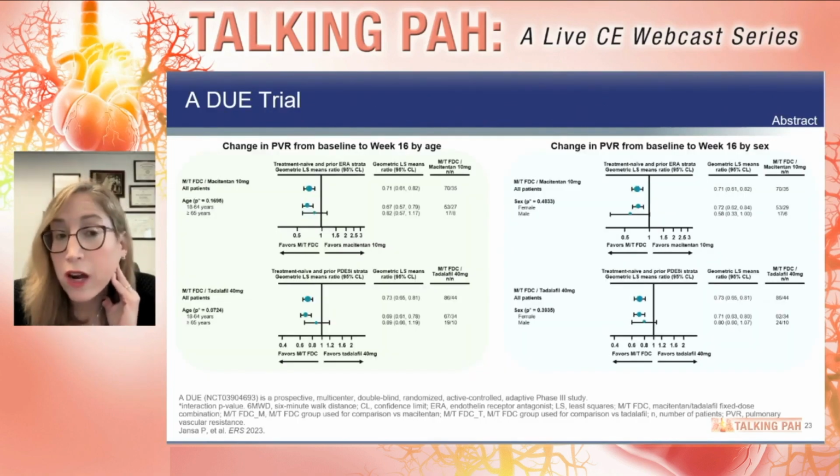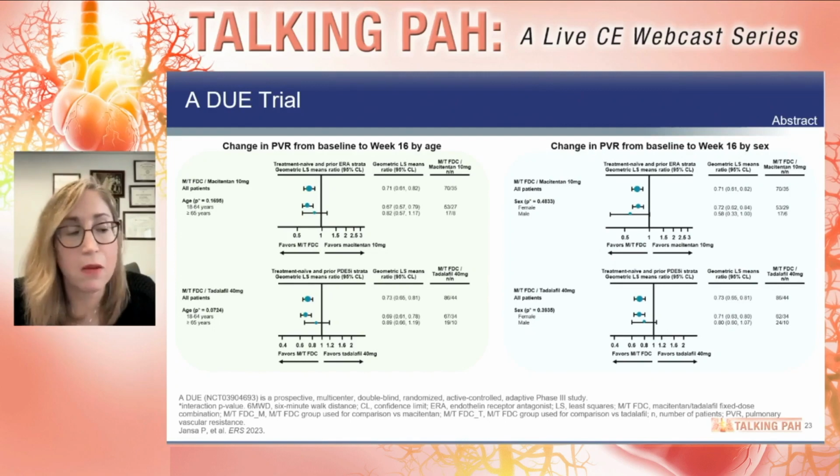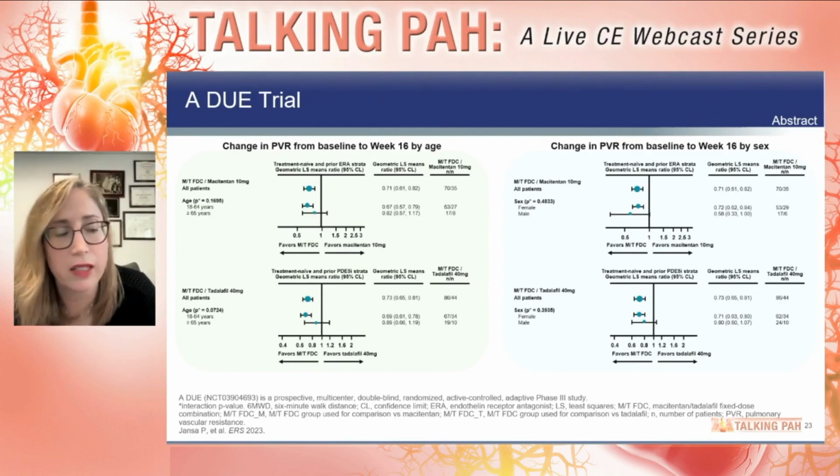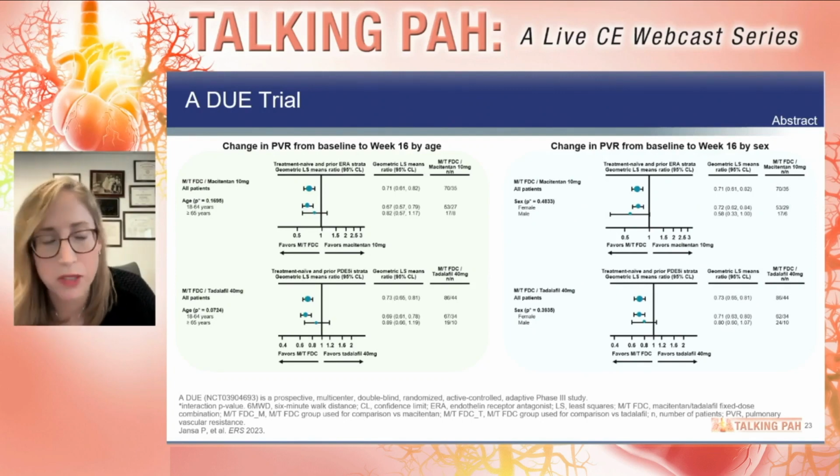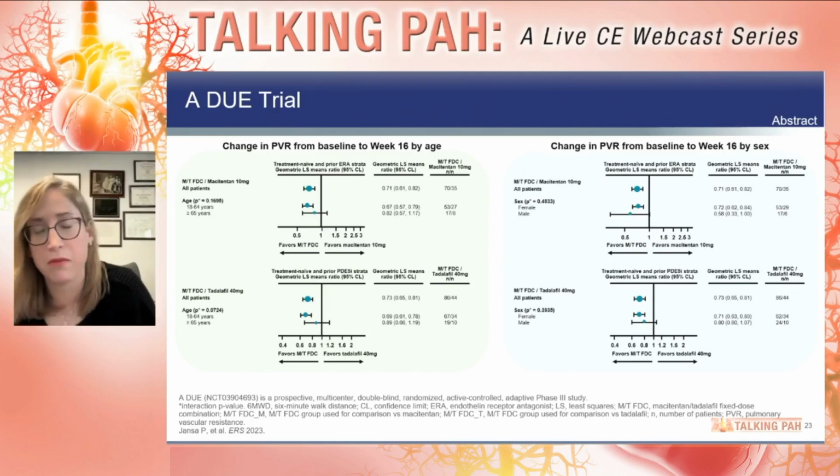The A DUE trial is a trial using a combined pill, macitentan plus tadalafil, and these results were presented, I think it was at ATS 2023, or maybe even before. No, it was ACC when it was presented, because Marius presented our sotatercept at ACC, and it was at the same meeting.